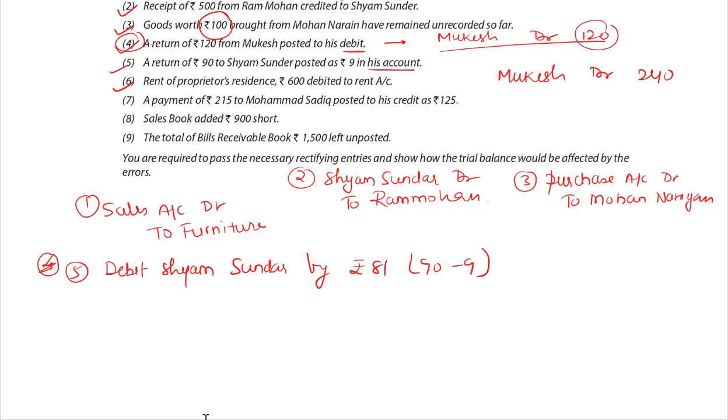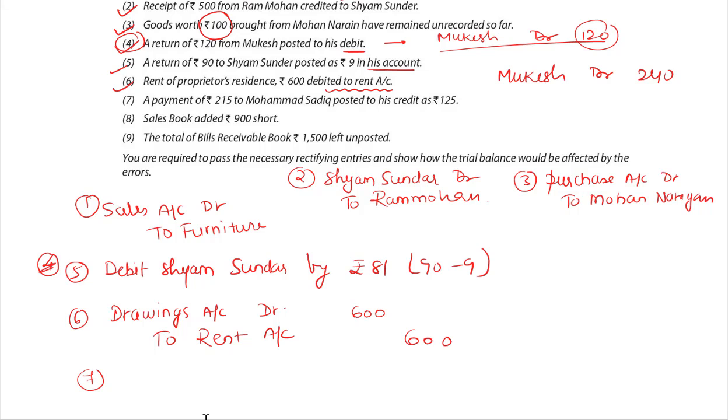Let's see the sixth one now. Rent of proprietor's residence 600 debited to rent account. Rent we have debited to rent account. This is proprietor's rent. This is drawing. Double-sided error. Drawing is an error. Rent is an error. Let us rectify. So we should debit what? We should debit drawings account. But instead of drawings we have debited rent. So now we will credit rent account. What is the amount? 600.